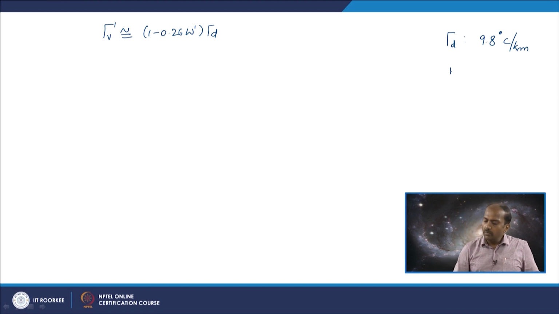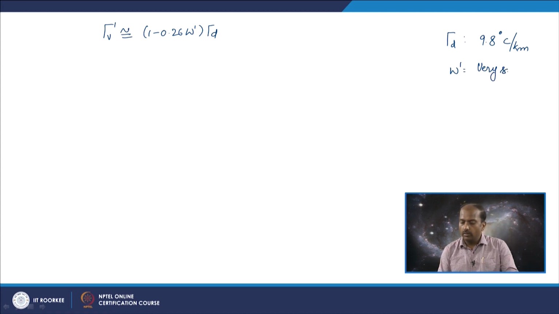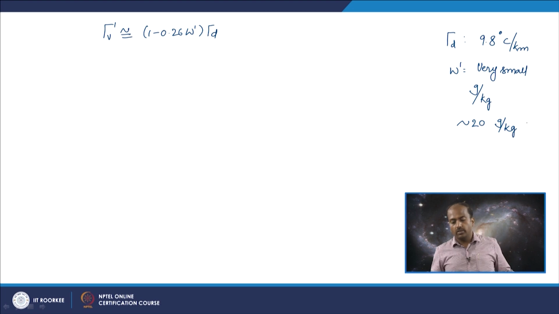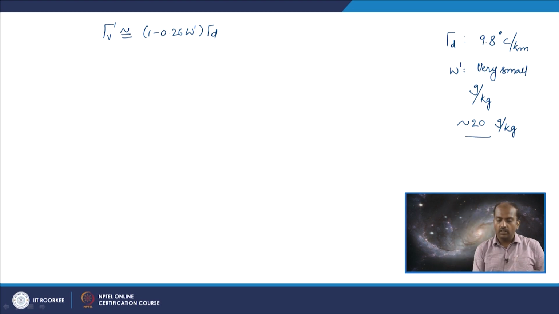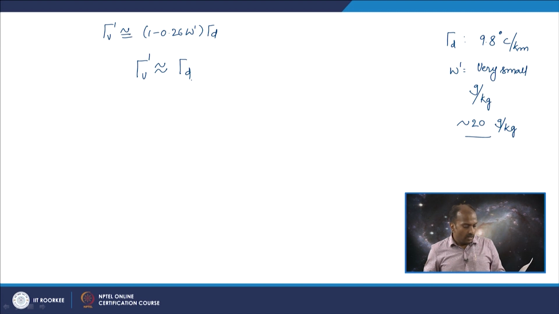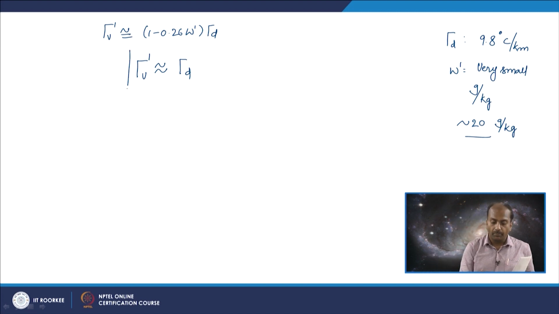So, we have seen that the mixing ratio inside the air parcel is generally very small. We always mention it in terms of the number of grams of water vapor per kg of the air, right. The highest value that we have taken so far was 20 gram per kg. So, it is a very small number. That means I can neglect this term and write gamma v prime is approximately equal to gamma d. So, what does it mean?